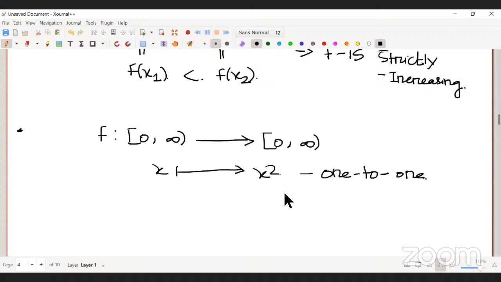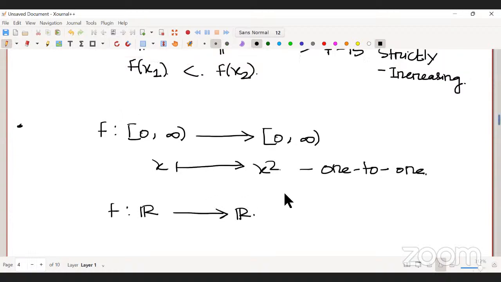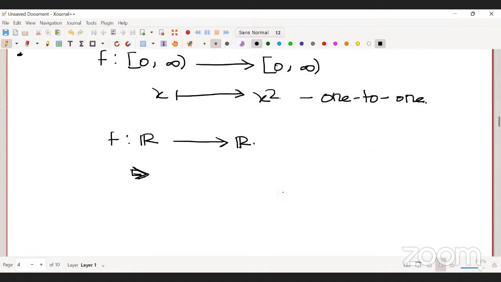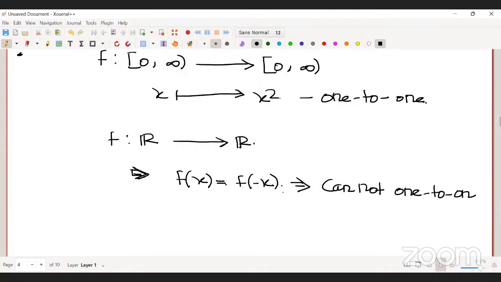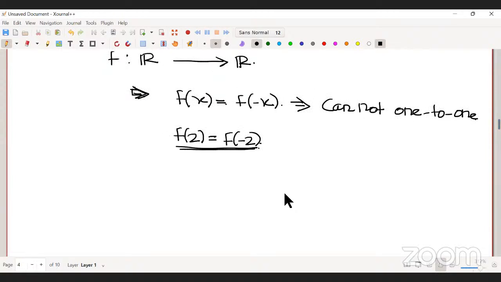So what is the definition of an even function? Suppose you have a map from R to R. It's basically saying f of x is equal to f of minus x. If a function satisfies this condition, then certainly it cannot be 1-to-1, because it's saying f of 2 and f of minus 2 both give the same output. But you cannot say anything about an odd function.